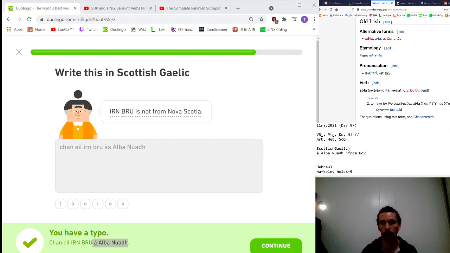So Nova Scotia is the Latin name meaning New Ireland, New Scotland. The Romans used Scotia for both because it was inhabited by the same tribes. No, from Nova Scotia, why is it not us before a vowel?